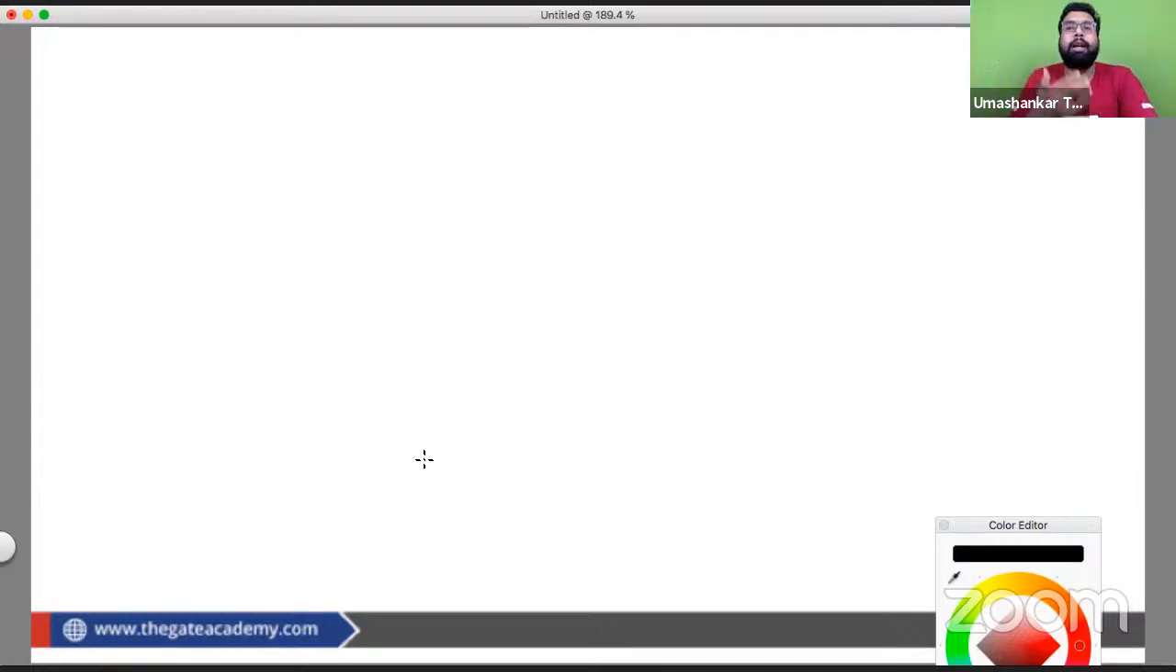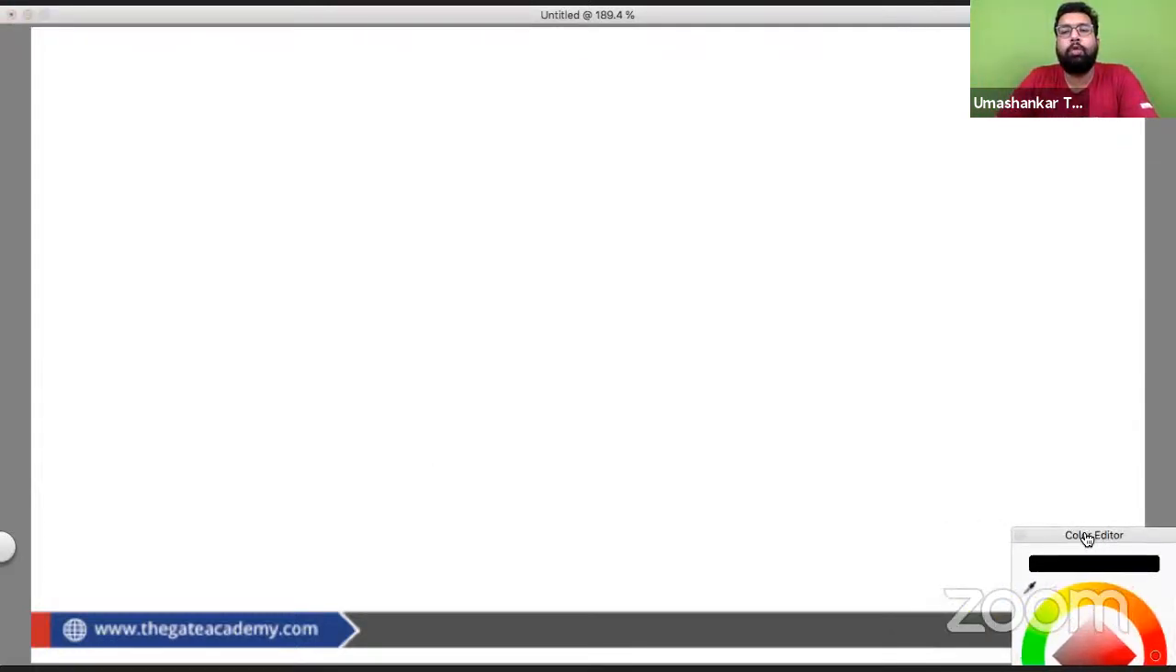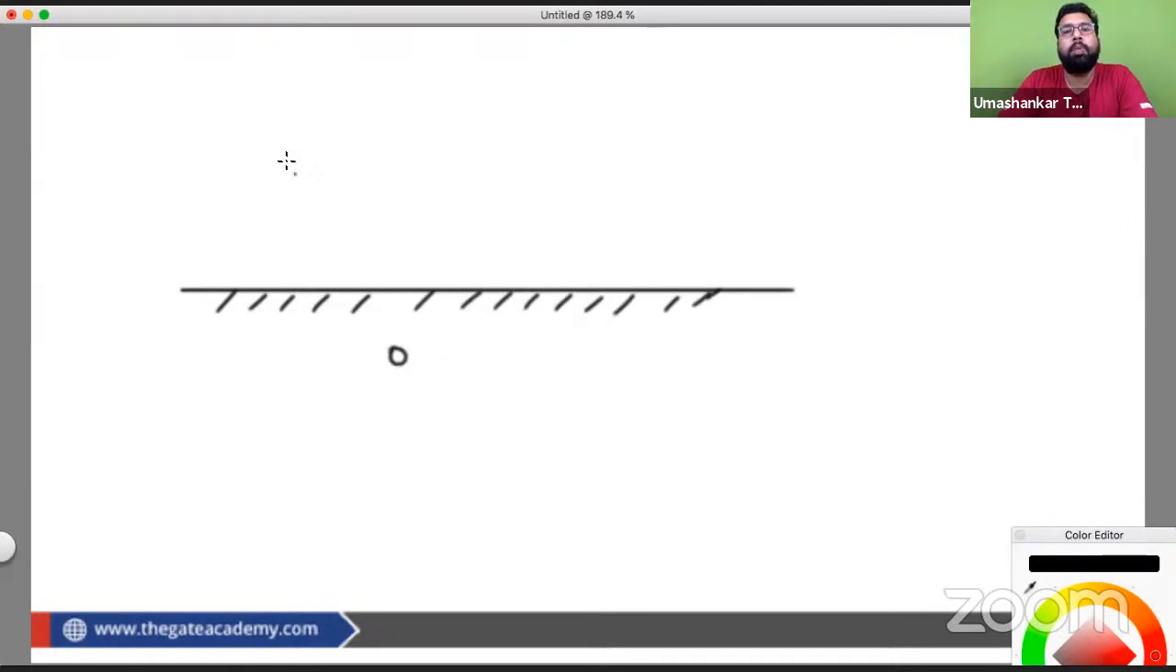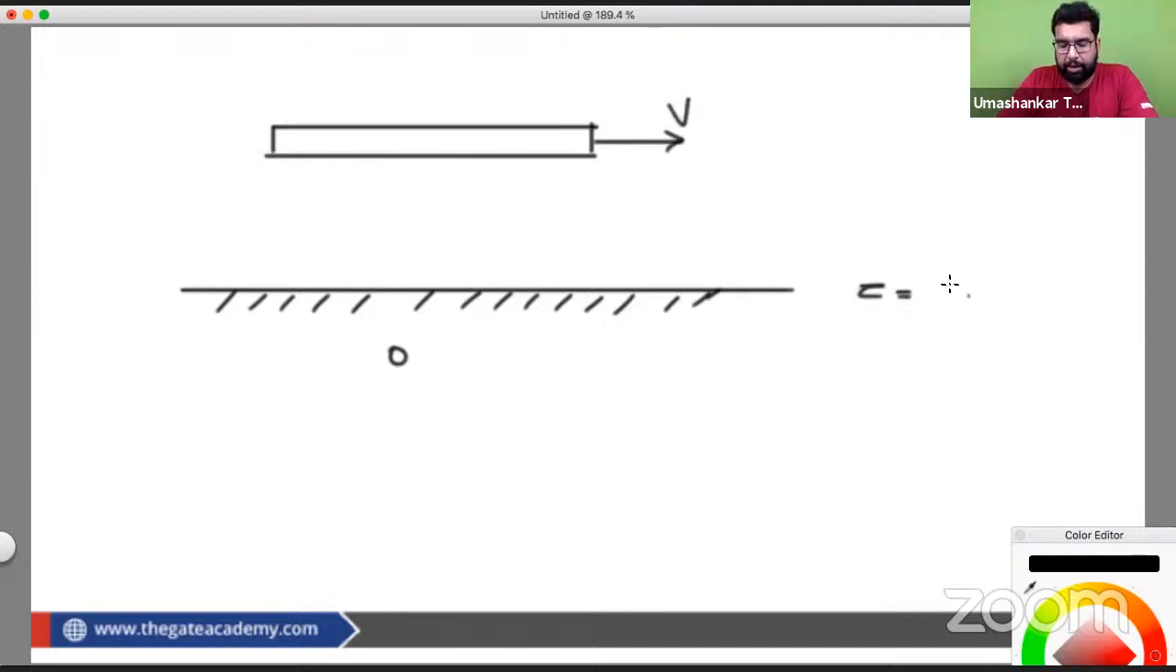Now, to consolidate or summarize, we have a surface which is not moving, and we have a plate moving at some velocity. So what do we require to find the shear stress? We require the dynamic coefficient of viscosity, we require a velocity v, and we require a gap here that is h. So these are the sufficient data.